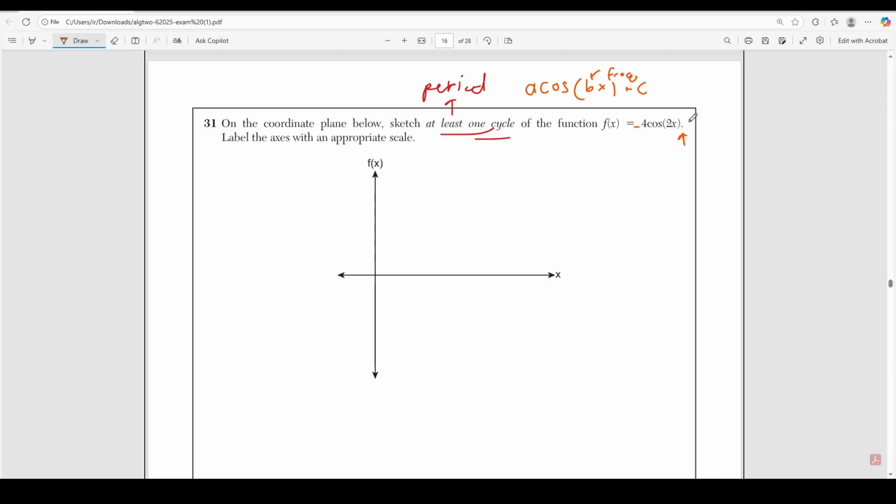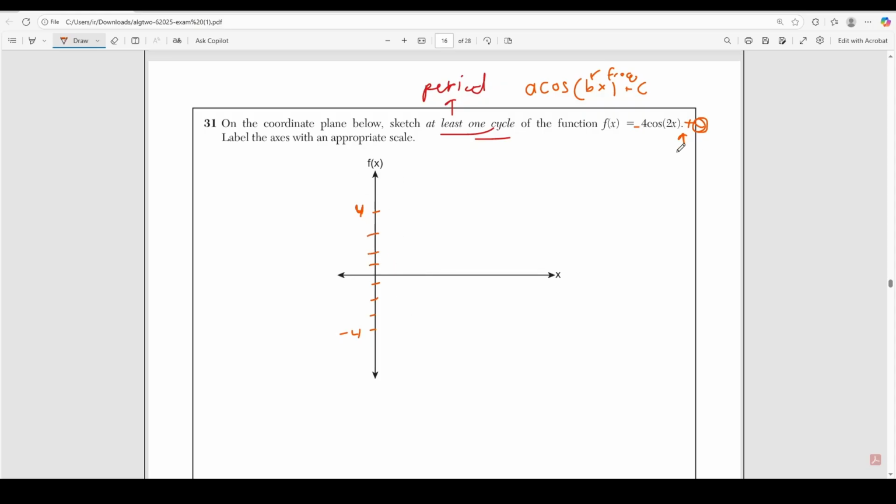So notice here there's no c, and whenever you don't see plus a number, just assume that we're adding 0, and if we're adding 0, that means my midplane is the x-axis, okay? So this function will go 1, 2, 3, 4 units above, and 1, 2, 3, 4 units below the midplane, which in this case is just the x-axis. So that's it. That's how much we're oscillating by.